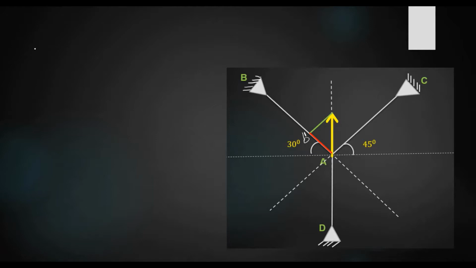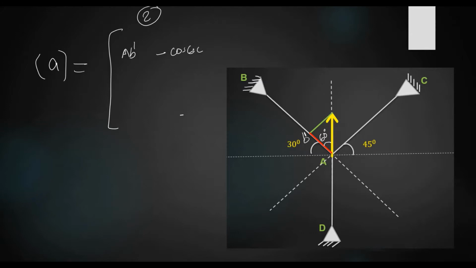So AB dash, since it is measured in the opposite direction of the extended line, AB dash value is minus. This one is 30, so this one will be 60 degree. So minus cos 60. Okay, so AB dash is minus cos 60. Next AC dash, I will draw a perpendicular to the AC line, and AC dash is also negative since it is measured along the opposite direction of the extended line. If this is 45, this will also be 45 degree. So it will be minus cos 45.